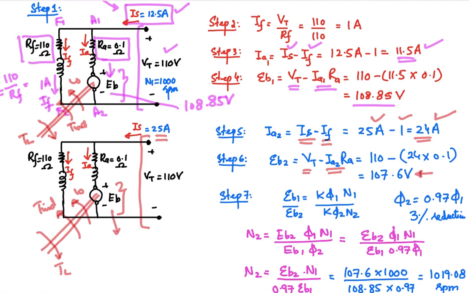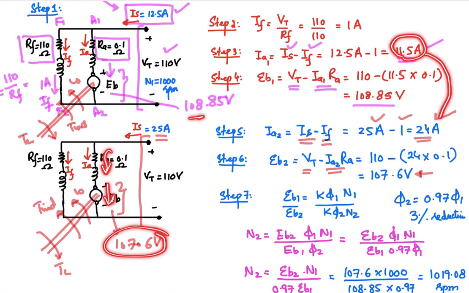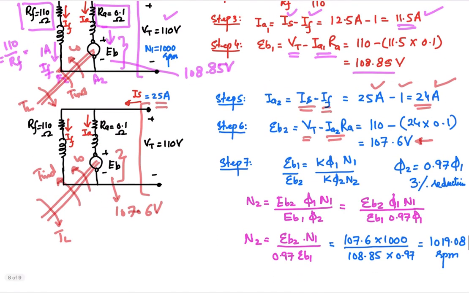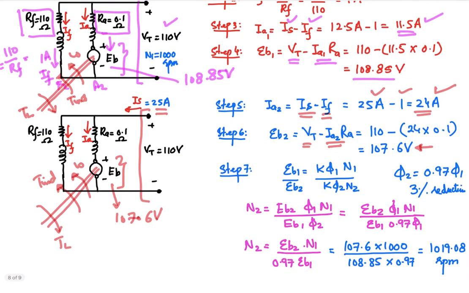So this back EMF is now 107.6 volt, and that you can see has decreased, and because of decrease in this back EMF compared to that one, the current over here is significantly increased from 11.5 ampere to 24 ampere because of the increase of the load. More load torque, more induced torque is required, more current is required over here, and for that this back EMF will have to go down. Okay, now comparing the two states, as we have discussed in the previous tutorials as well, how to work out the new speed.